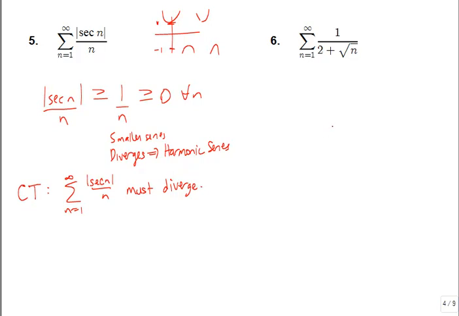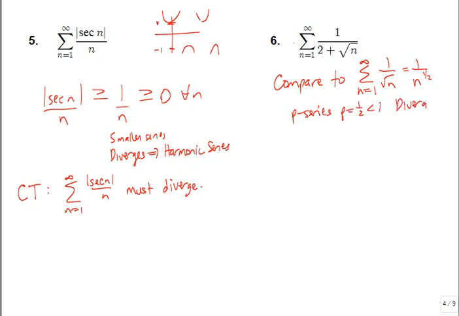So let's take a look at this next example, 1 over 2 plus square root of n. Instinct would say to compare this to 1 over square root of n, because we can ignore that 2 as n gets really, really large and just look at the dominant terms. So we would probably compare this to 1 over square root of n, which is like 1 over n to the 1/2. And that's a p series with p equaling a half, which is less than 1, so it will diverge.